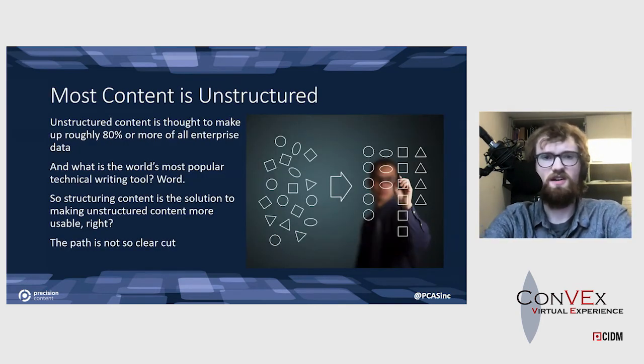Giving structure to unstructured content is widely recognized as an opportunity for businesses, especially given the notion that roughly 80% or more of all enterprise data is still unstructured. And DITA is only one way of structuring that content, so are other ways of structuring content better? Well, the path is not so clear-cut.